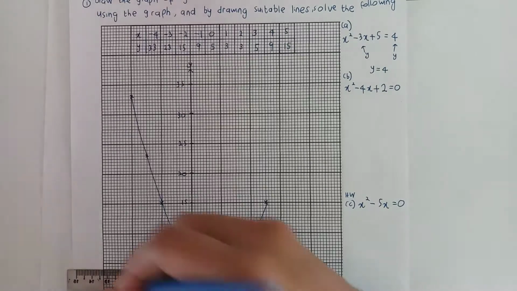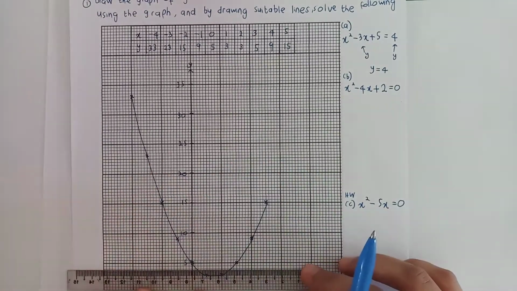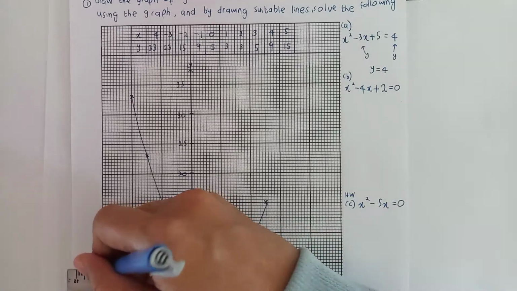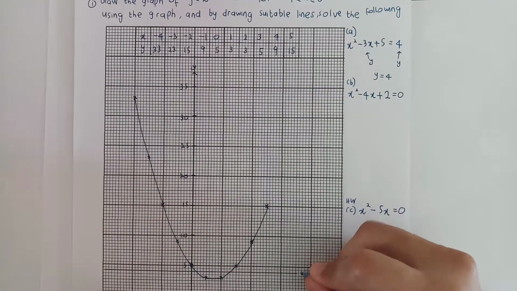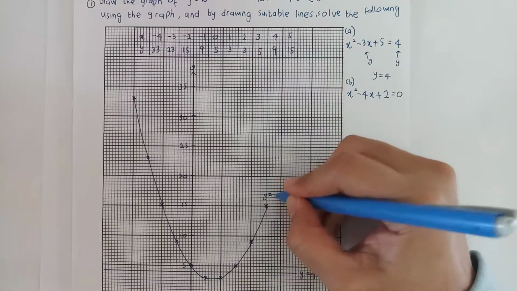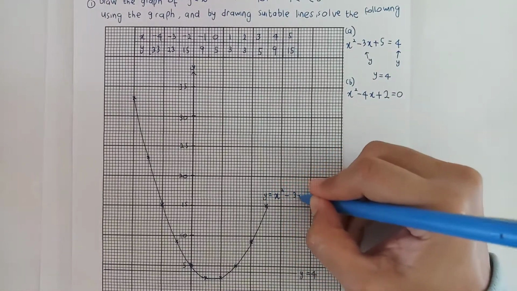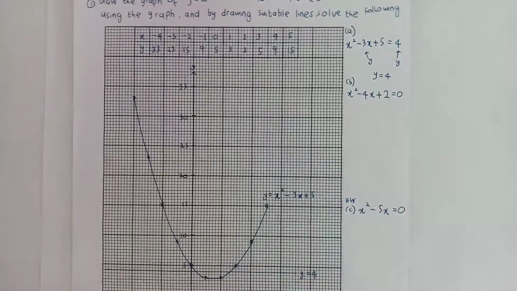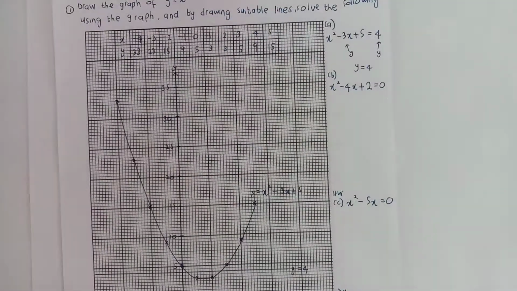So, sketch a straight line. When I sketch a straight line, I use a ruler. So this is my y equals to 4. Label. Every time you need to label. This is y equals to x squared minus 3x plus 5. Label your graph. Label your curve. Label your straight line.